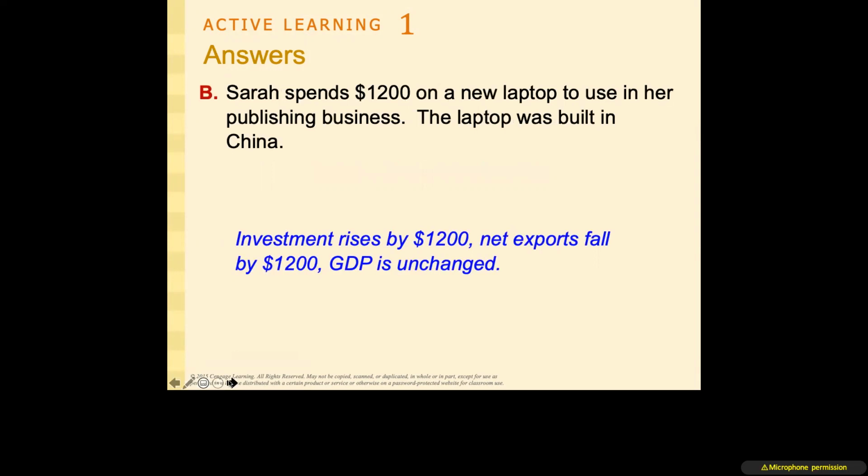In the second case, Sarah spends $1,200 on a new laptop to use in her publishing business. The laptop was built in China. Okay, so she made an investment. The investment was $1,200. However, she also bought it from China, which means that she added to net exports minus imports. She added to the import number. So the net export and import will fall by the same amount as her investment. So in theory, by buying that computer, but buying it from a foreign country, she had no effect on the GDP whatsoever.